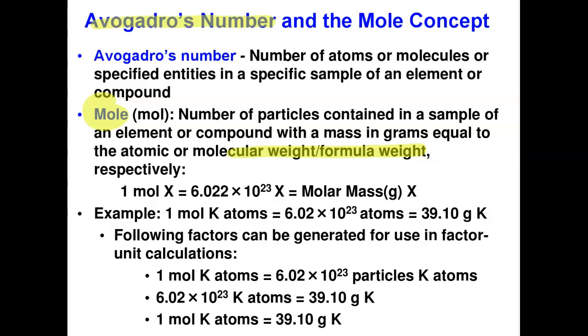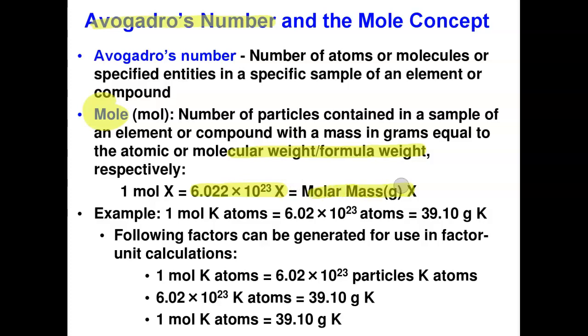So what does that mean? Let's see an example. If you have 1 mole of X, 1 mole of X will of course contain this. Remember again, I said this is what we call Avogadro's number. Avogadro's number is the bulk unit of counting atoms. So this Avogadro's number is equal to 6.022 times 10 to the power 23 X, and this will also be equal to the molar mass of X.